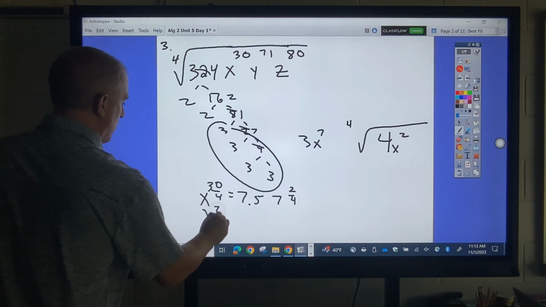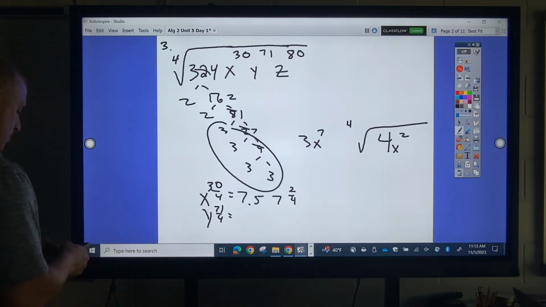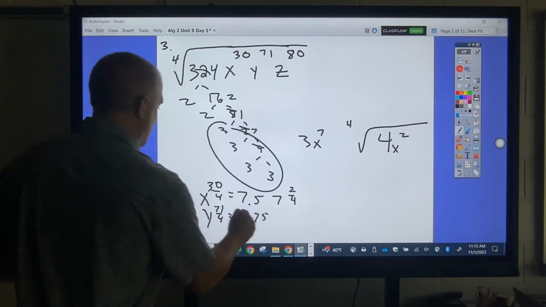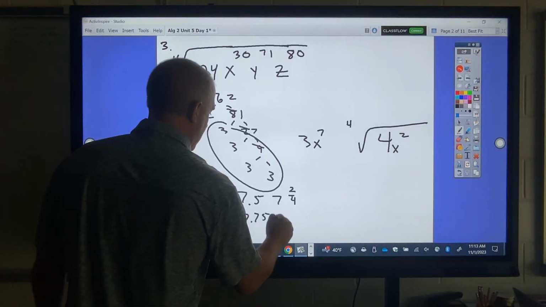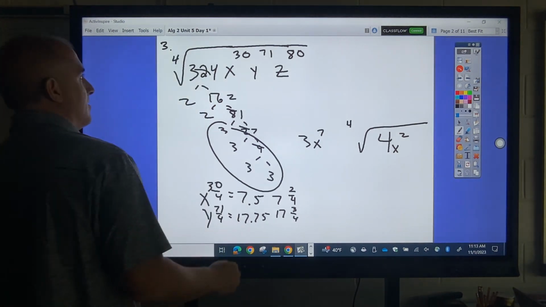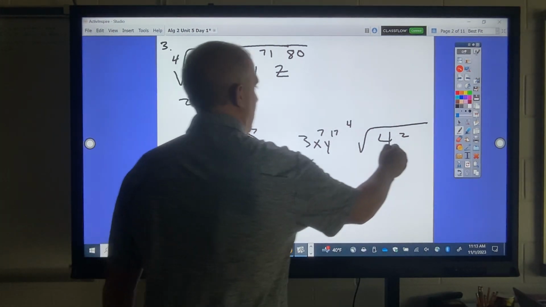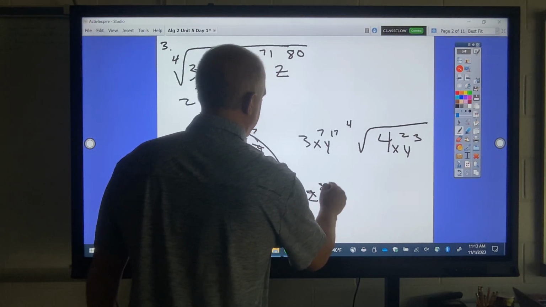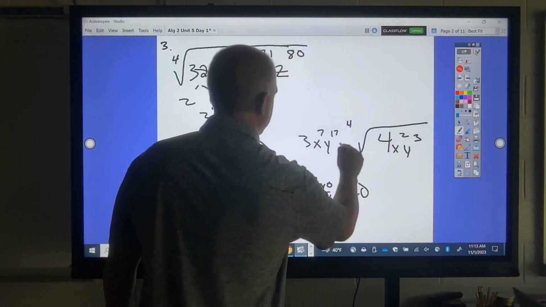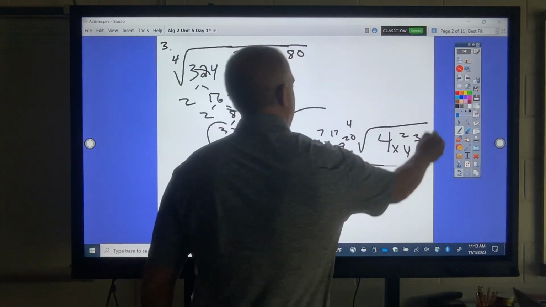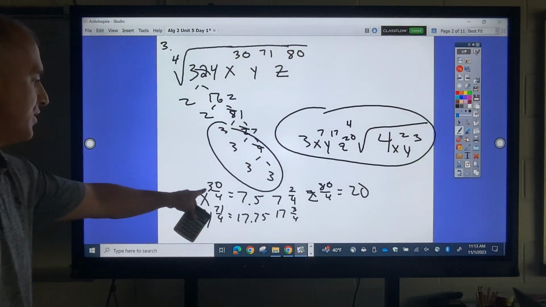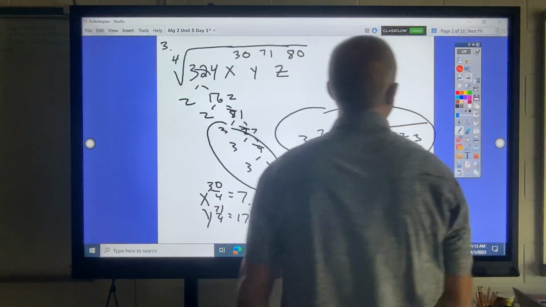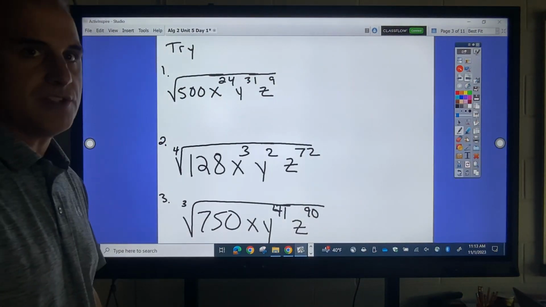71 divided by 4 is 17.75. Well, what would that be? That would be 17 and 3/4. So that would be y to the 17 outside, y cubed inside. All right, z to the 80 divided by 4 would just be 20, so z to the 20 on the outside. That would be my answer. So what you have to do is make that in the version of the root for the fraction to figure out what's inside. Okay, so you guys try these.